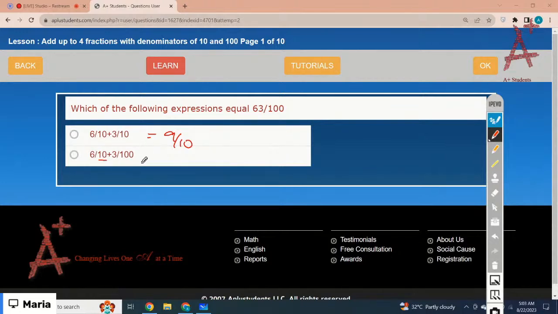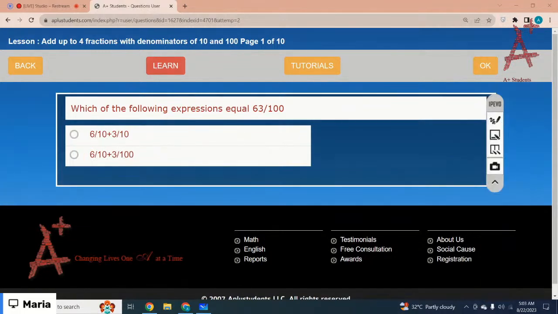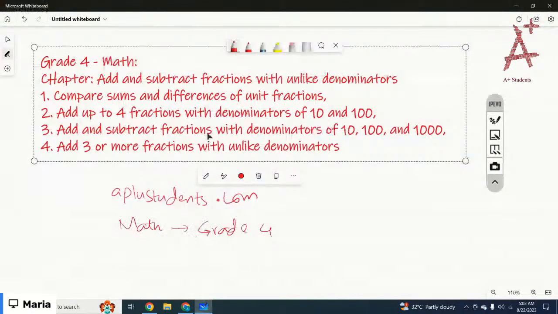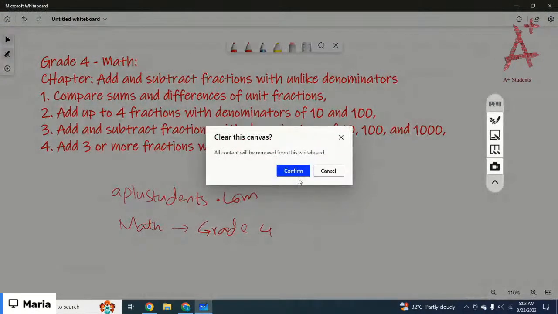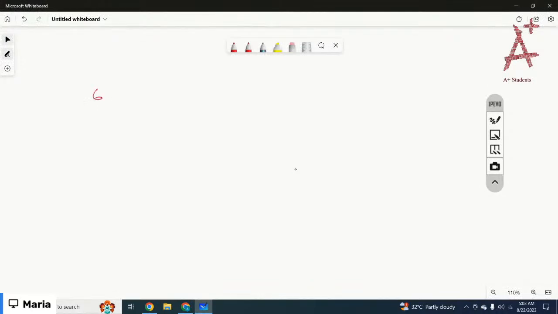For this one, here you have 10, here you have 100. First of all, you have to make the denominators the same. You have to make this 10 equal 100. 10 times 10 is 100. 6 over 10 plus 3 over 100.